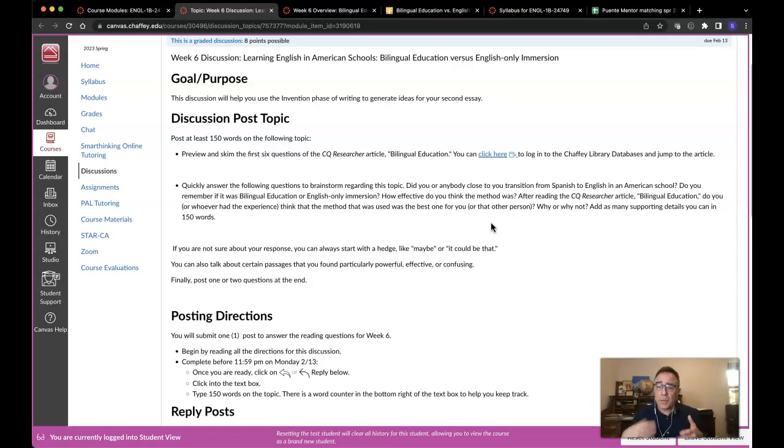So again, this is almost like a journal entry slash free write. I'm not expecting it to be super beautifully and tightly structured like we would an essay. What's really more important is that we just get our ideas down, our initial thoughts, to think about how we might position ourselves regarding this topic.